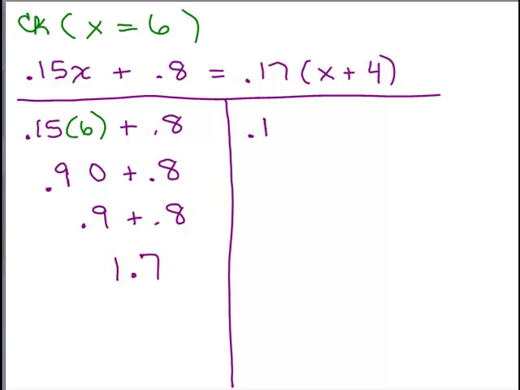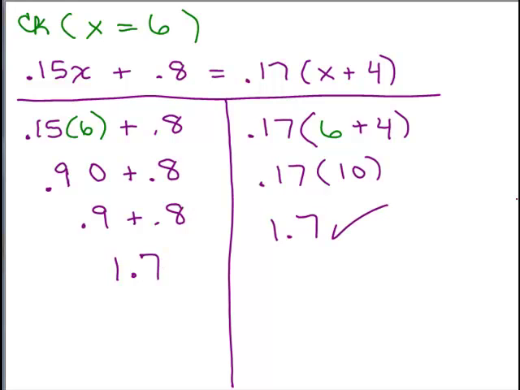Right, now on the right-hand side, we will also plug in 6 for the variable. And then we're going to do our order of operations, which means we simplify inside parentheses first. 6 plus 4 is 10. Next we do our multiplication, and multiplying by 10 just means we get to move the decimal 1 to the right, so it's 1.7. So I got 1.7 on both sides. So that means our solution up here, x equals 6, was correct. So our answer to this problem is 6 using a solution set and braces.